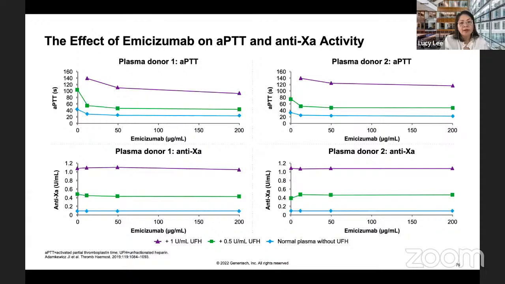Now, in terms of evaluating patients on emicizumab and heparin therapy, you can see on the top part of the slide that APTT, even in the presence of unfractionated heparin, will demonstrate a shortening of APTT values. And so the way to monitor patients is to essentially measure anti-10A levels, which is based on the cleavage of a chromogenic substrate, which can then be read and measured.